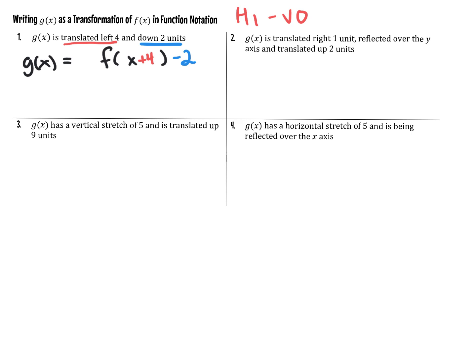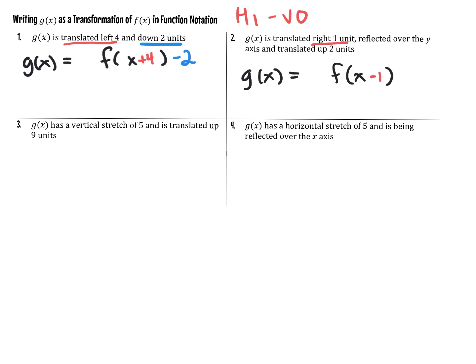So really what we're doing is describing in notation what the sentence says in English. So we're going to translate this sentence as well. g of x is going to be some transformation of f. Reading through, translated 1 unit to the right. So that means inside, because horizontal happens inside. 1 to the right means minus 1.